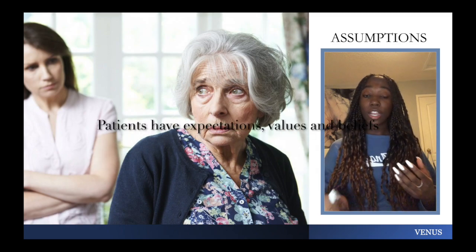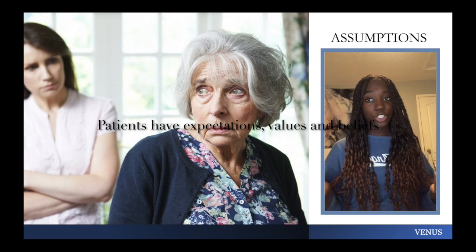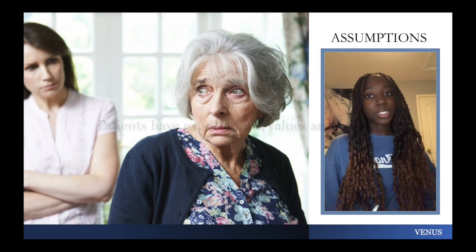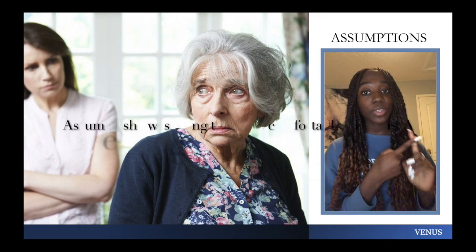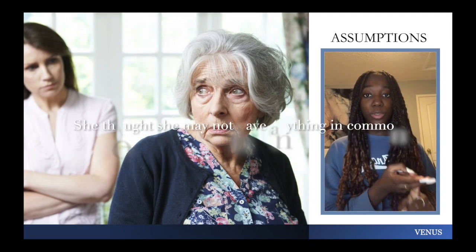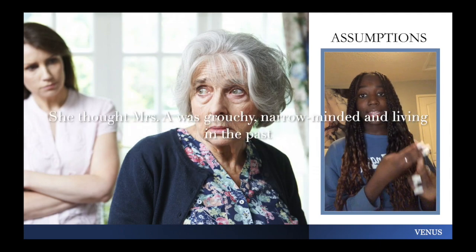The nurse that's caring for Miss A in this scenario should respect this instead of making general assumptions about her patient. Let's go over the assumptions she made in regards to Miss A that affected the way that she was able to care for her. 1. She assumed that she wouldn't feel comfortable with Miss A. 2. She thought that she would have nothing in common with Miss A. And 3, she thought Miss A was grouchy, narrow-minded, and living in the past.